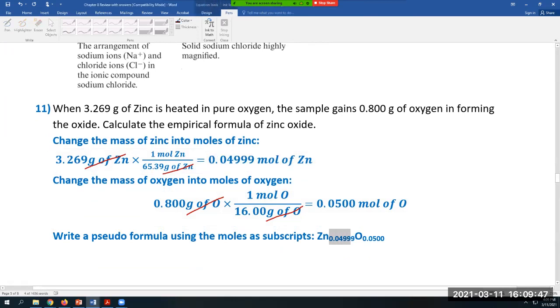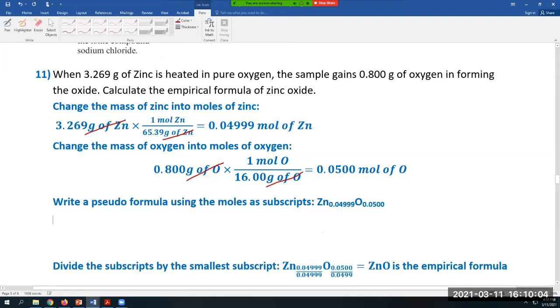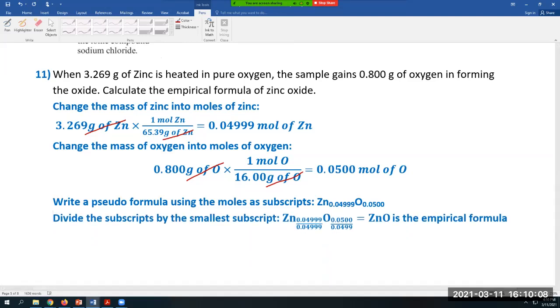So for zinc, it's 0.04999. And for oxygen, it's 0.0500. So that's our formula. We cannot leave it like this. We need to make it better. And for this, we will use the smallest subscript and divide both subscripts by that smallest subscript, right? Divide by the smallest subscript.